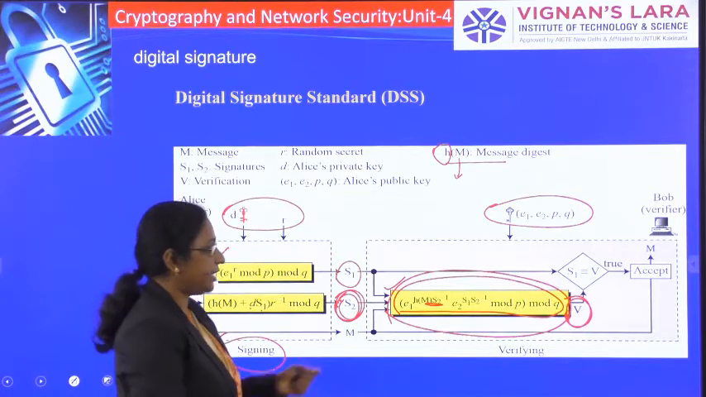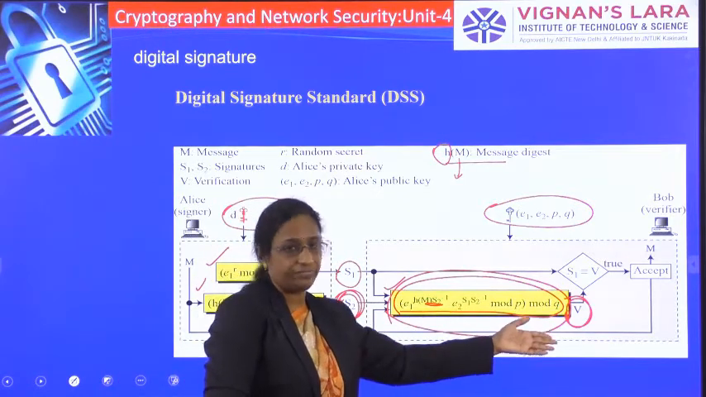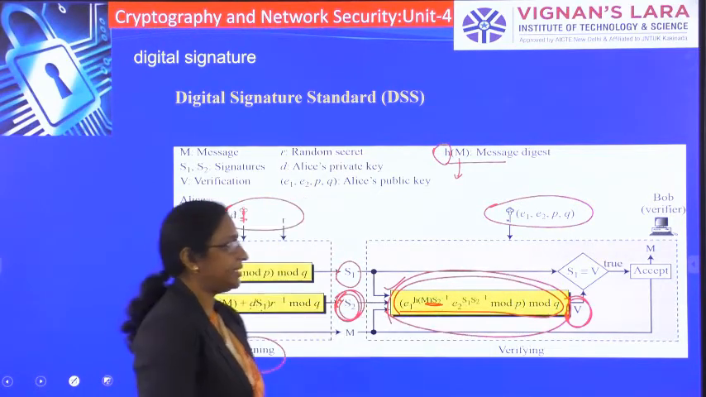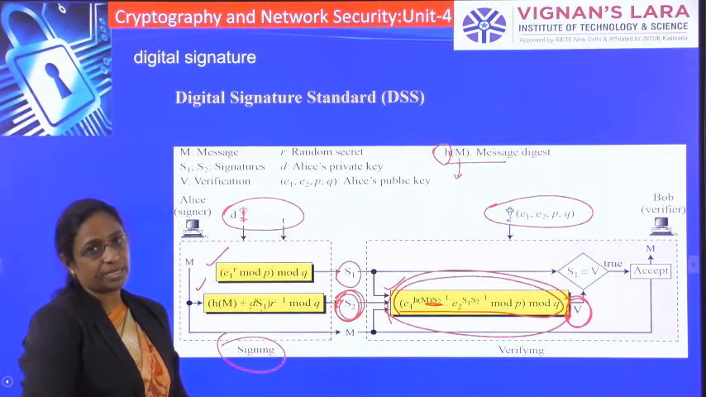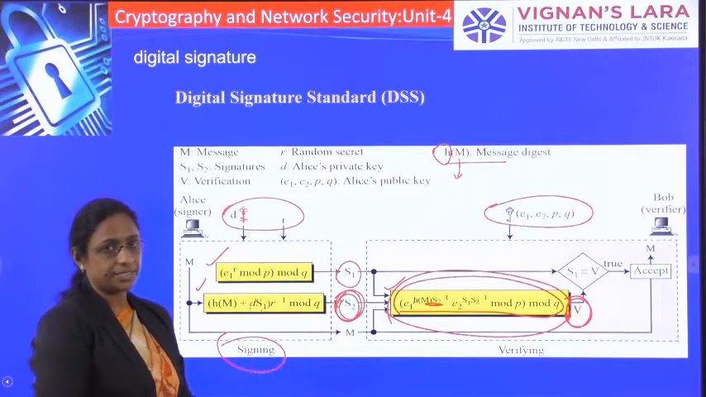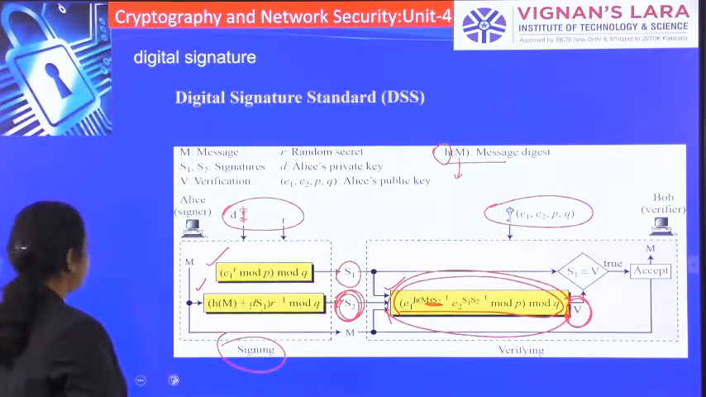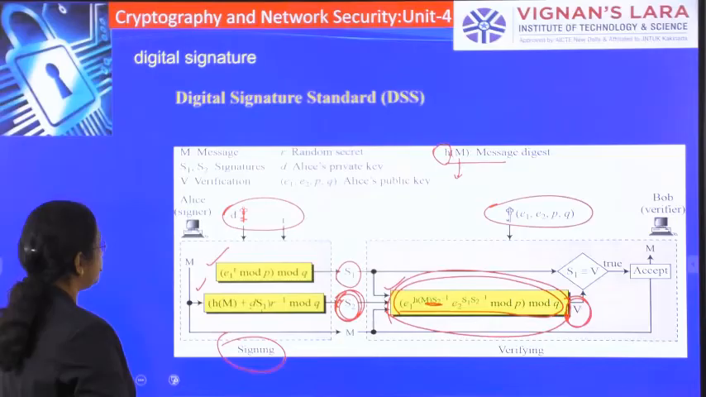Okay, so the output of this function will be your V value. So you will be comparing this S1 with V. So if both are the same, the message will be the same. Okay, so that is about the digital signature stamp.